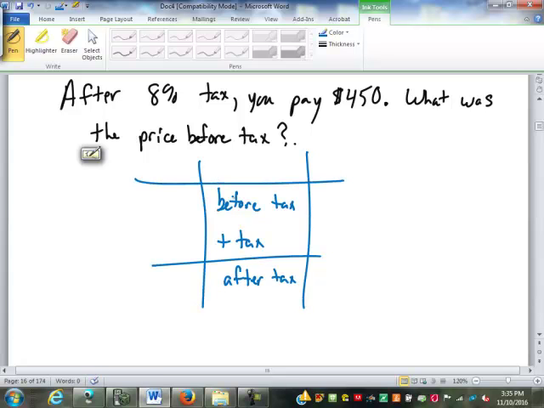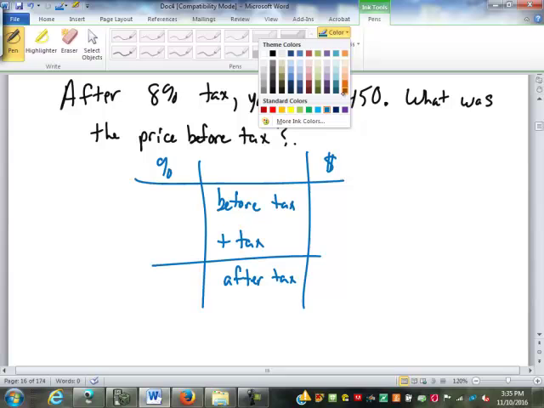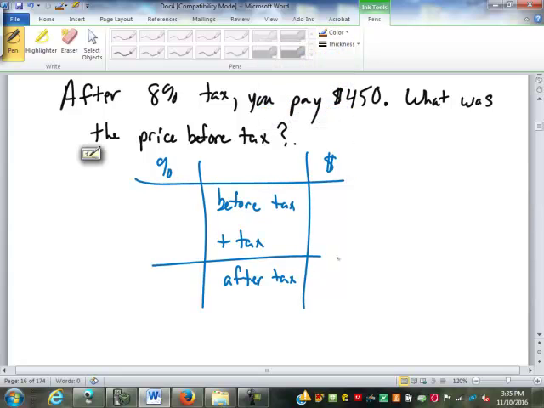So what we're getting here, we're looking at percents on one side and dollars on the other. The $450 is the price after tax. 8%, of course, goes on the percent side for the tax, and we always know the 100% is the beginning amount. So 100% is the price before tax, which means by adding 100 plus 8, the price after tax is 108%.